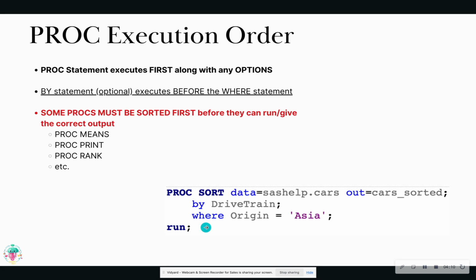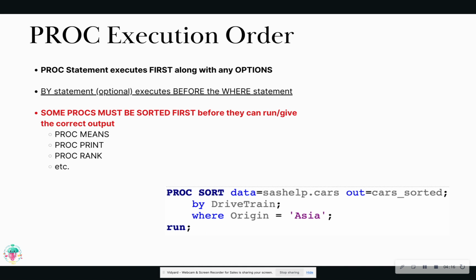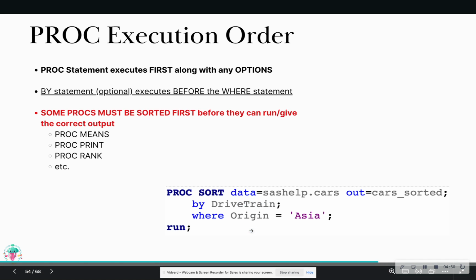Keep in mind that some procedures need to have sorted data going into them first before they can run and give you the correct output. This is why proc sort is so important, because sometimes you have to sort the data first before you're able to do things like a proc means, a proc print, a proc rank. We're going to look a little bit further into proc sort later on, but this is the execution order. It's going to execute that procedure statement and all the options within it. If you have a by variable, that will execute next, before any type of filtering using that where statement.